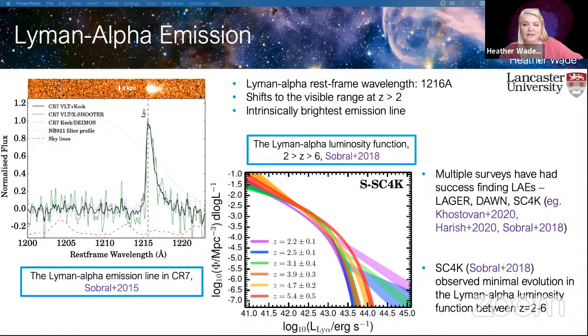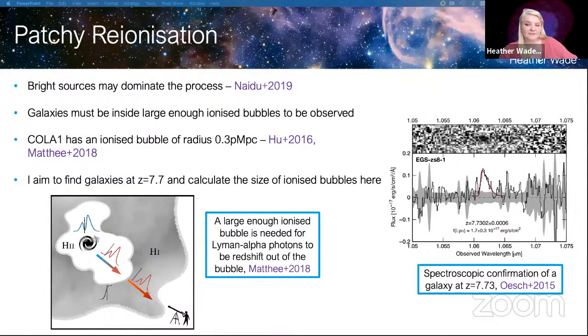2018, they observed 4,000 Lyman-Alpha emitters between redshift 2 and 6, and they find minimal evolution in the luminosity function, which is a key result for us to understand when we dig for Lyman-Alpha emitters above redshift 7 and observe how reionization affects the observability of galaxies here. But to even observe them in the first place, these bright galaxies need to be inside ionized bubbles that are large enough for the Lyman-Alpha emission line to be redshifted out of them, like this diagram shows.